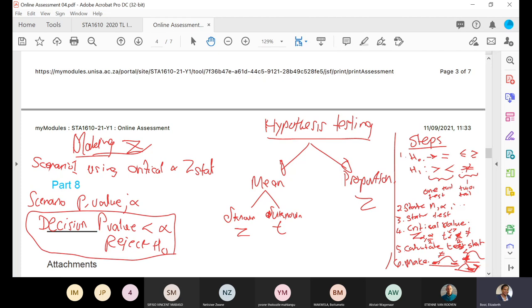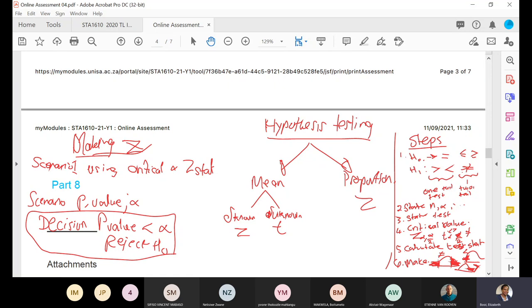Whereas with the critical value, once you have defined your critical value, so if it's a two-tail test, once you have defined your region of rejection, on the upper and the lower, you make a decision. If it falls in the rejection area, you reject. Otherwise, you do not reject.